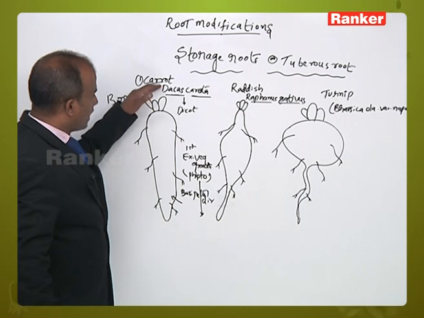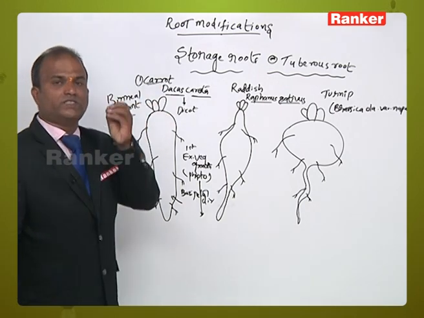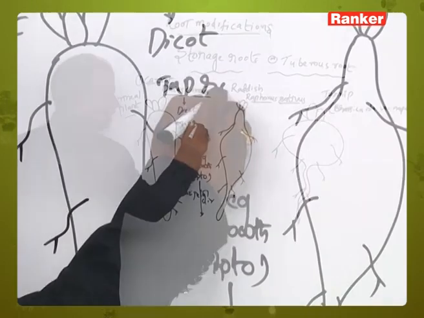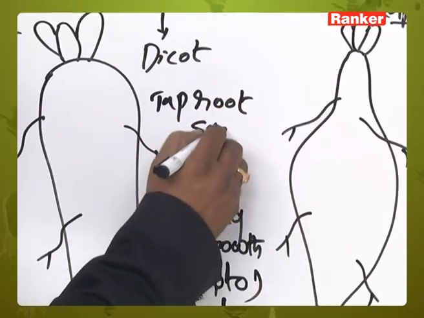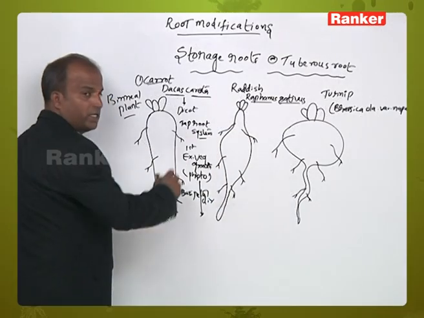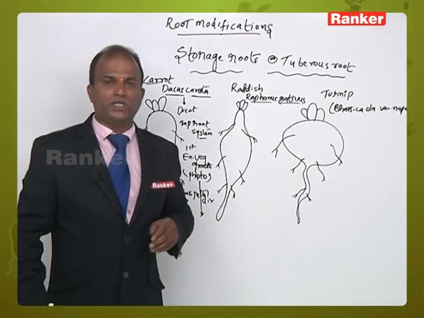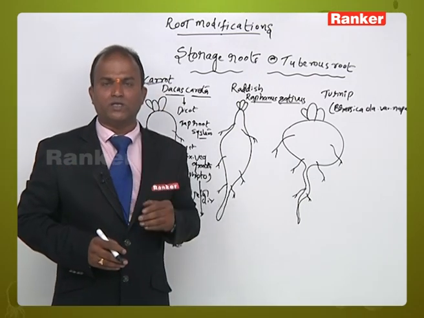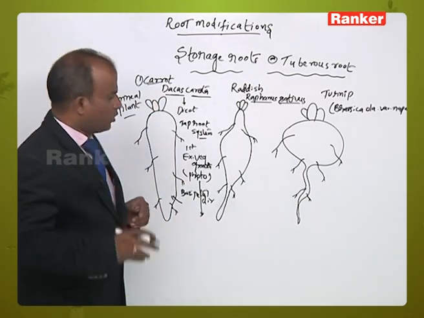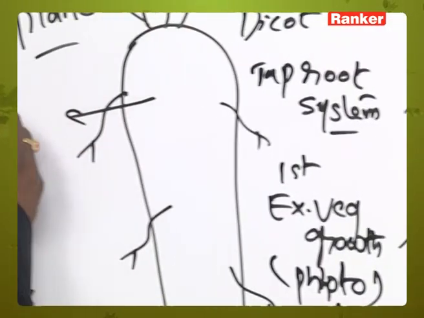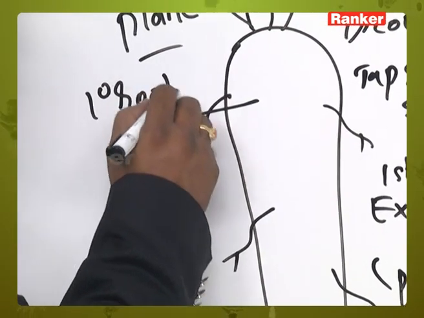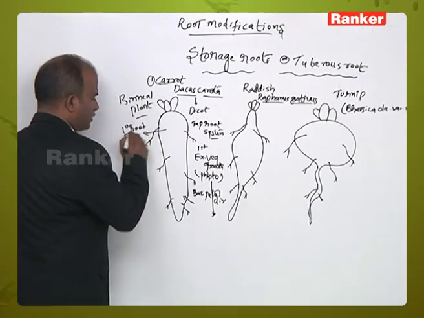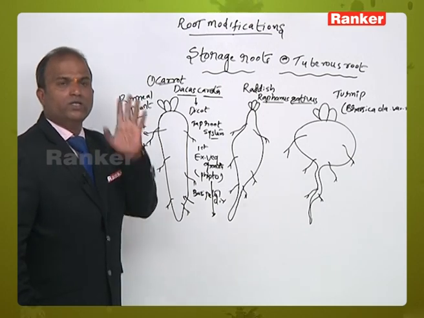In this carrot plant, Daucus carota, as it is a dicot, it shows a taproot system. In the taproot system, which part stores food material? Does the complete taproot system store food materials? No, that is the wrong answer. Only the primary root, the taproot, stores food materials.